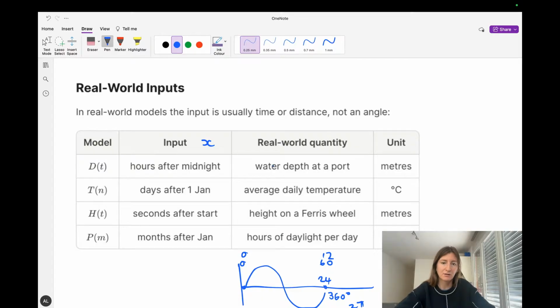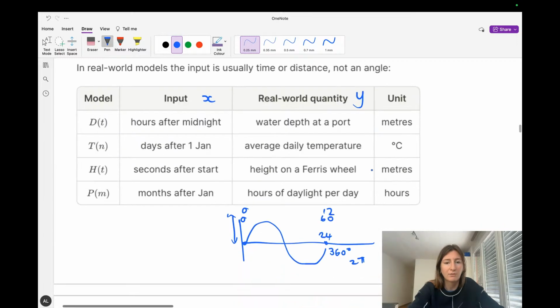These are all the things in life that follow a cycle. And that could have a real world quantity of water depth or temperature on the y-axis. So not being from -1 to 1, but having things that are more like temperature or height. Keep in mind that you can't have negative height. You can have negative temperature. Water depth should be positive, that's a distance. Hours of daylight, you can't have negative hours. So these are just things to keep in mind when you're answering. These are going to be on a y-axis when we're answering these questions.